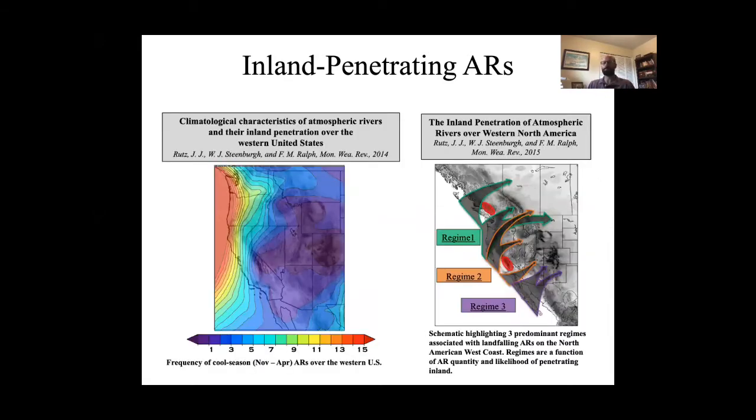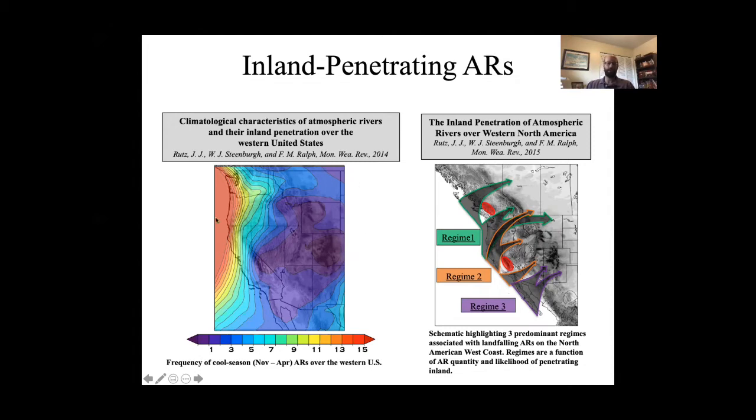I did some PhD research at the University of Utah about 5 or 6 years ago now, and it was really focused on understanding these inland penetrating ARs. And what we found is that if you look at their frequency, and I have a map of that on the left here, it decreases very rapidly from about 15% of the time during the cool season on the West Coast to really 1% or less of the time as you get all the way into interior portions of the West, right into Colorado.